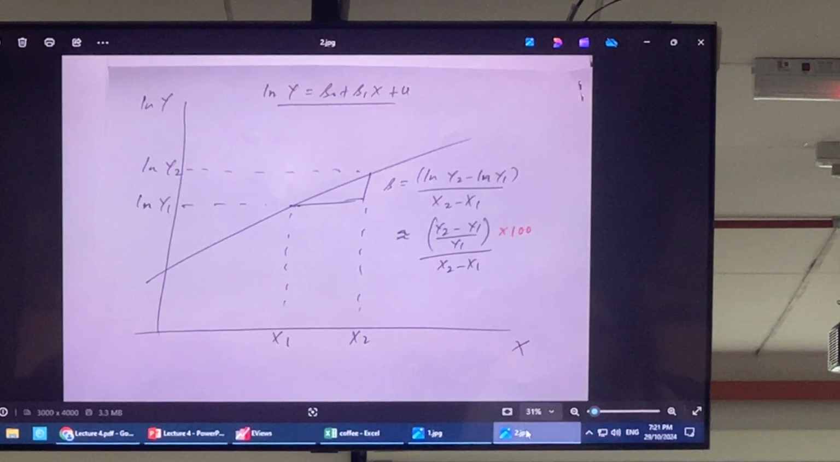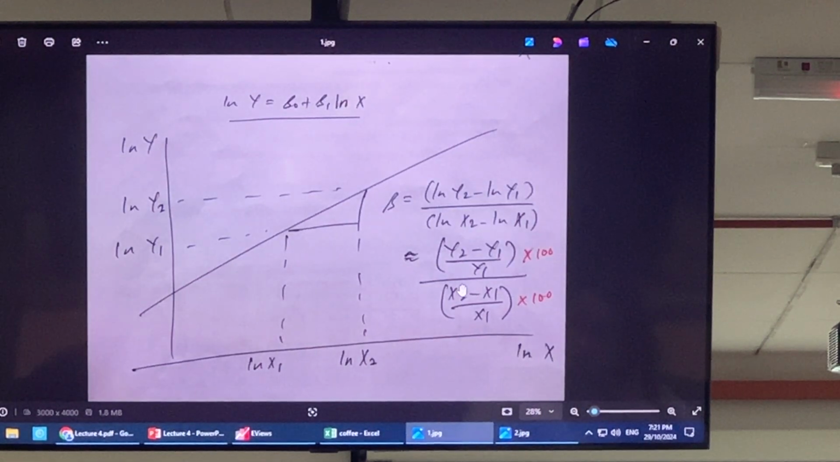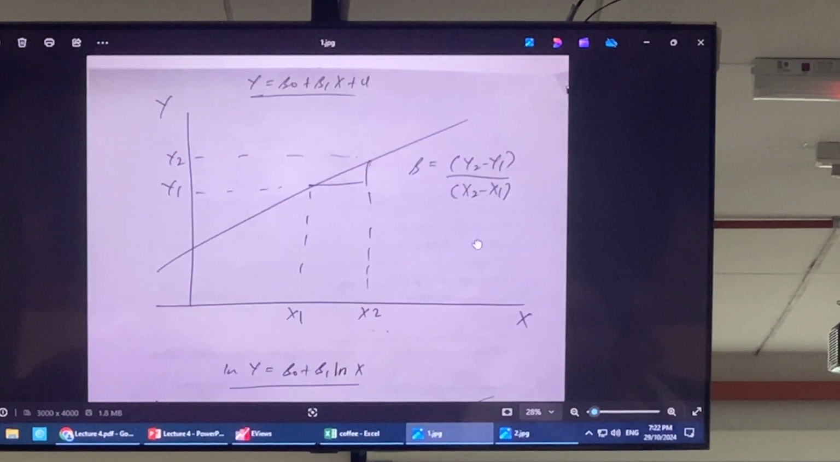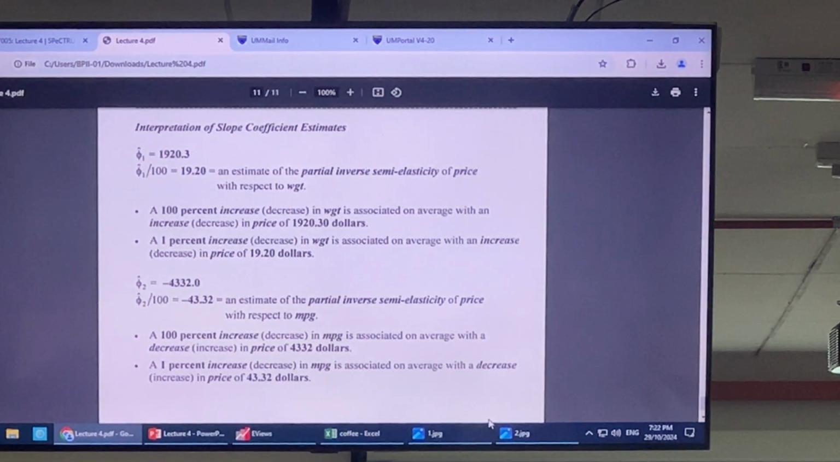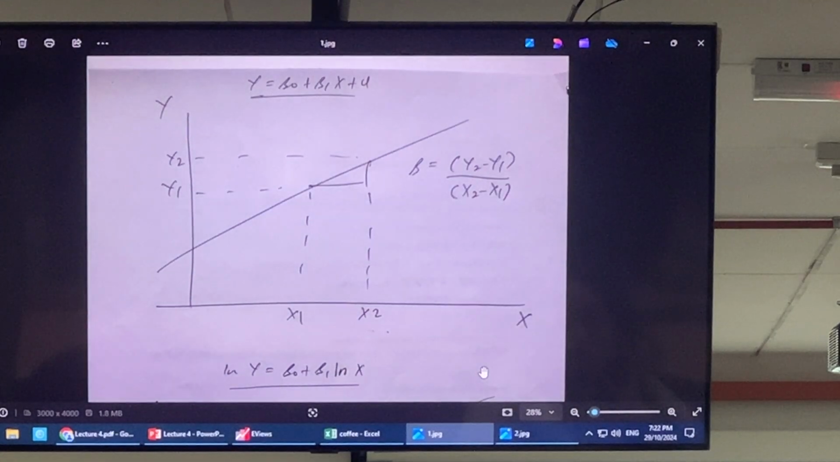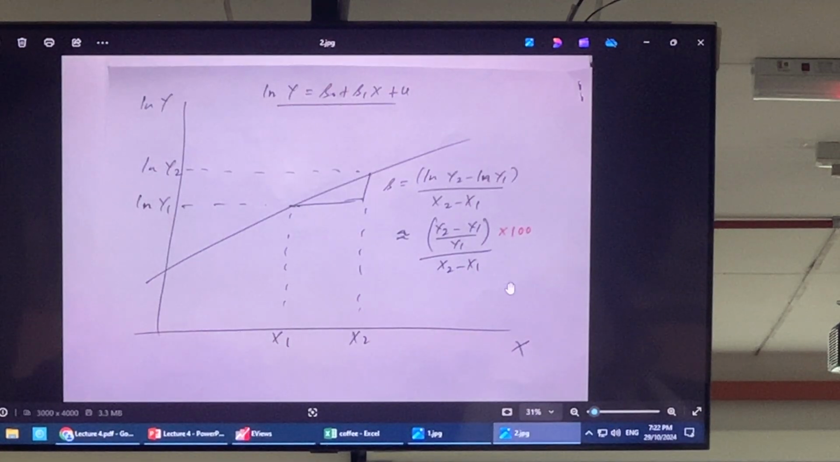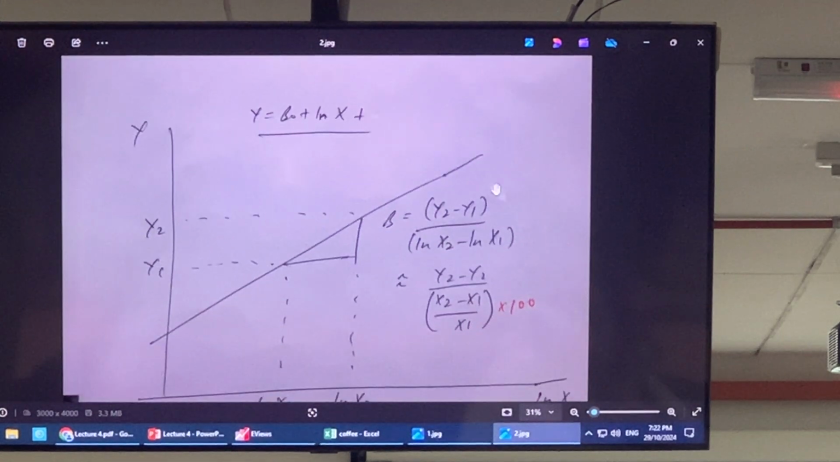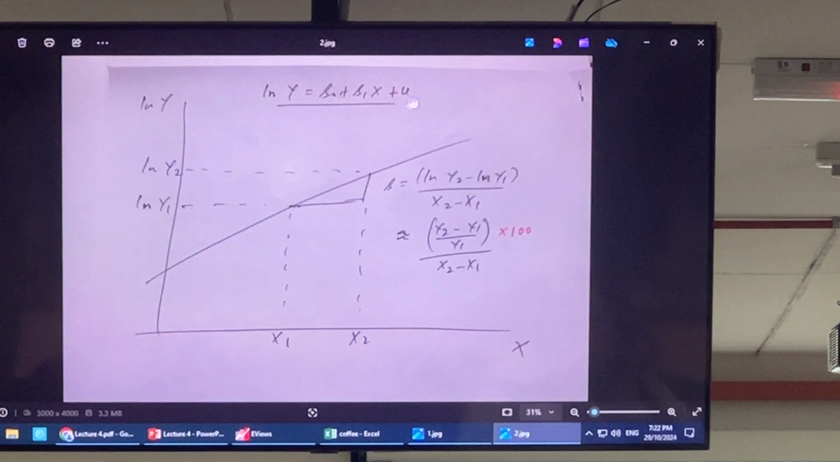For the case of if you have a linear log model, this is linear log. This is log linear. This one also the same. I forgot to put the arithmetic. You can add the arithmetic.